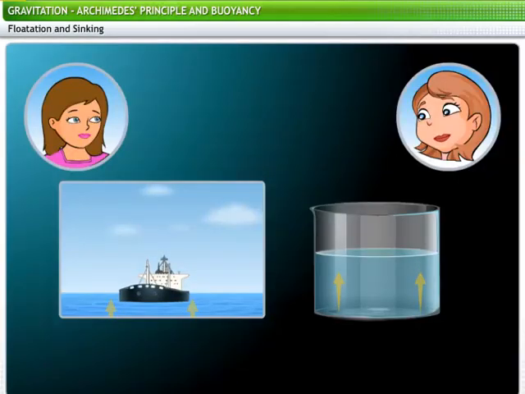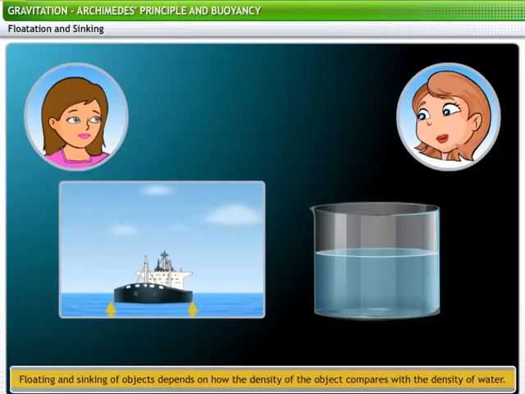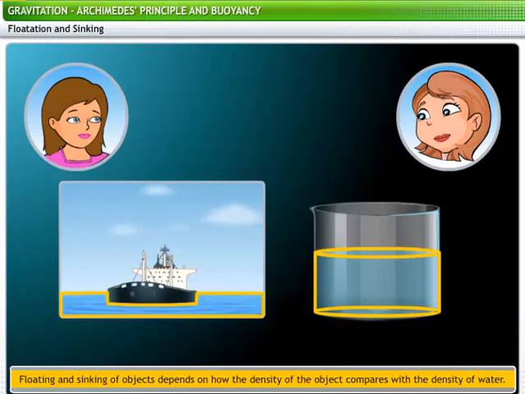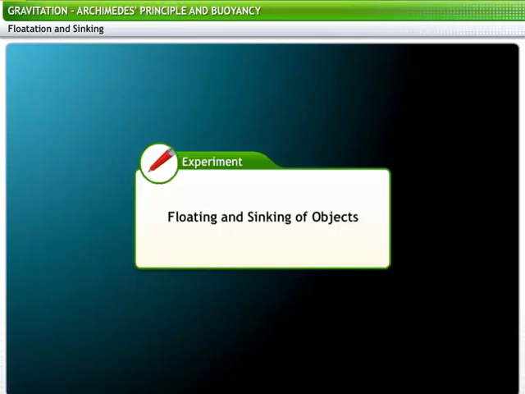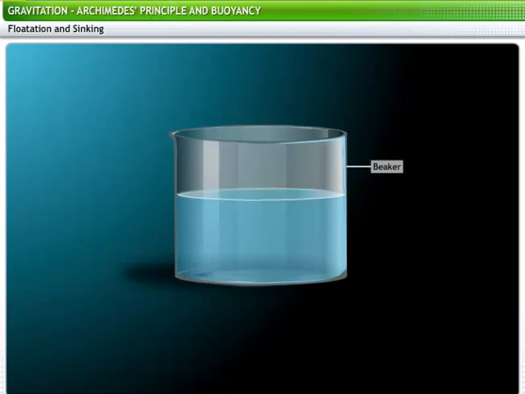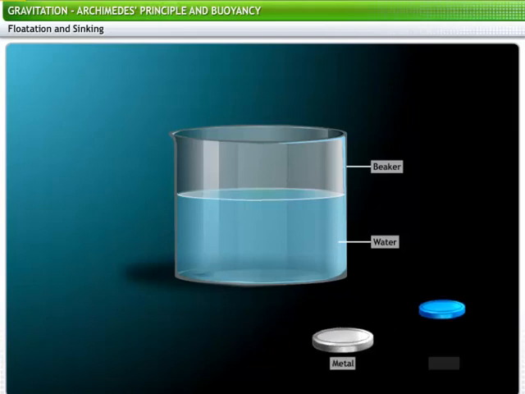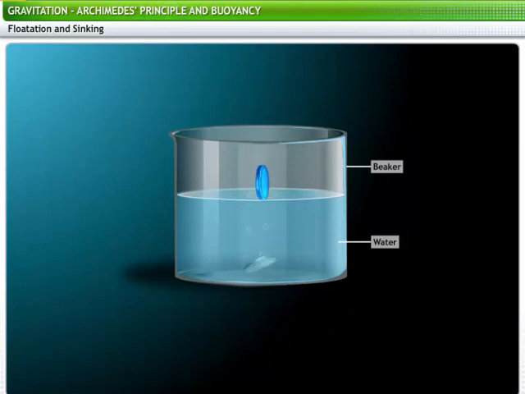All objects experience buoyant force when immersed in water. Floating and sinking of objects depends on how the density of the object compares with the density of water. An experiment will help illustrate this concept. First, we take a beaker filled with water. Find two identical coins, one of metal and the other of plastic. Place both the coins on the surface of the water.